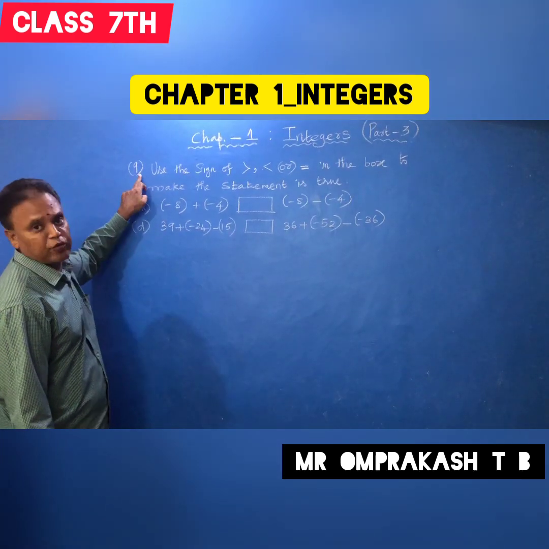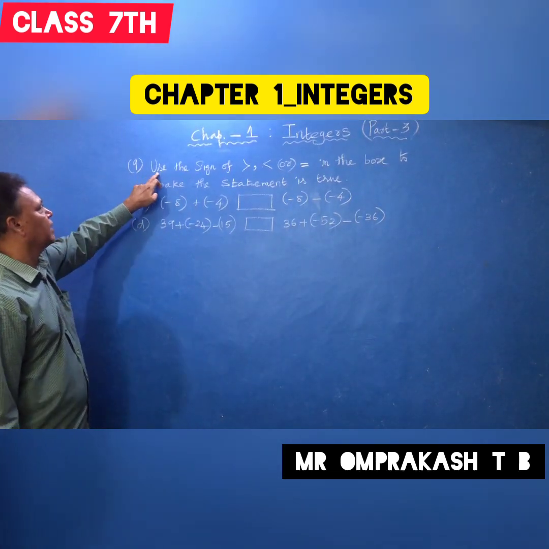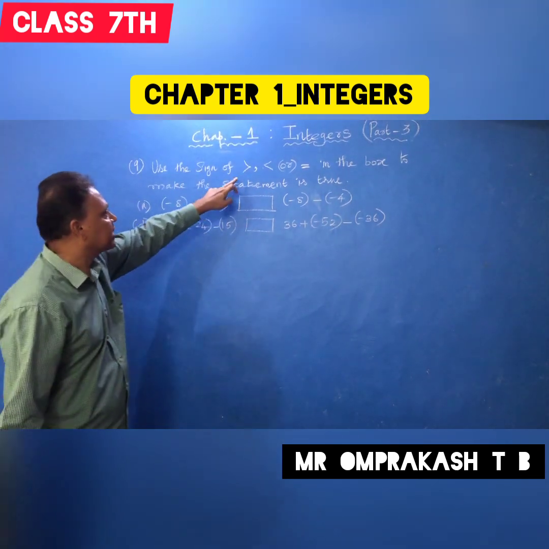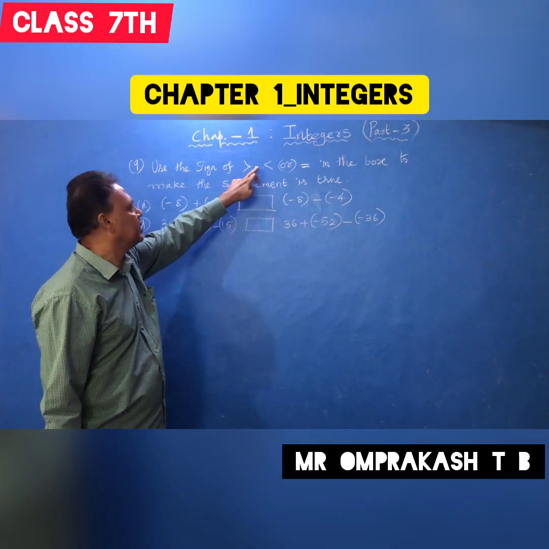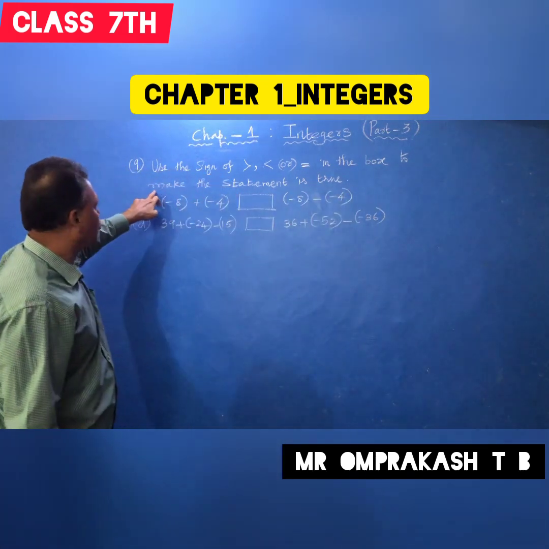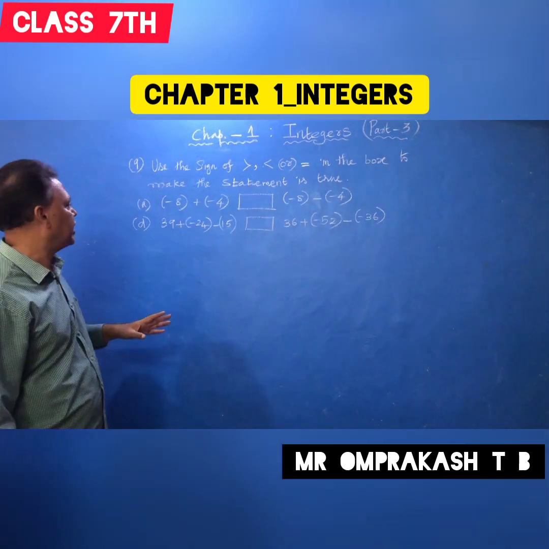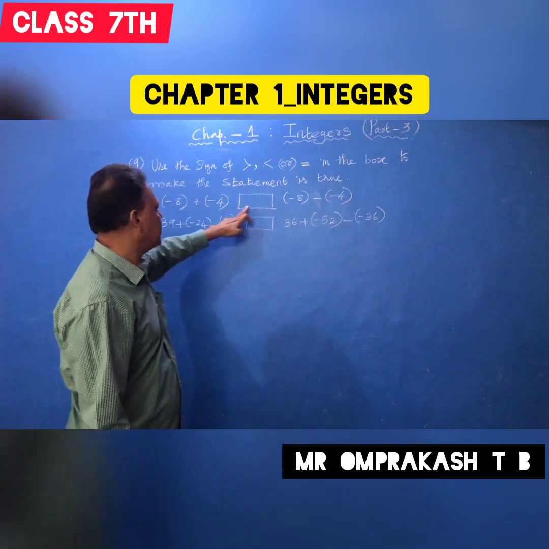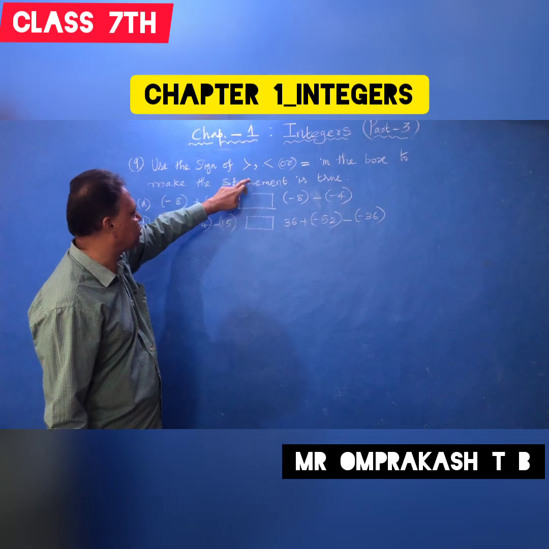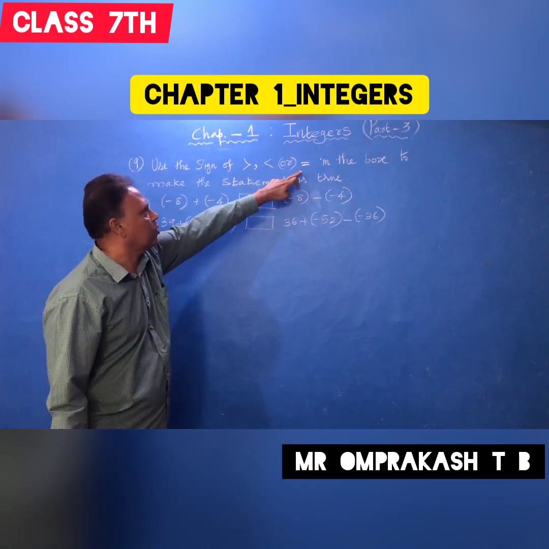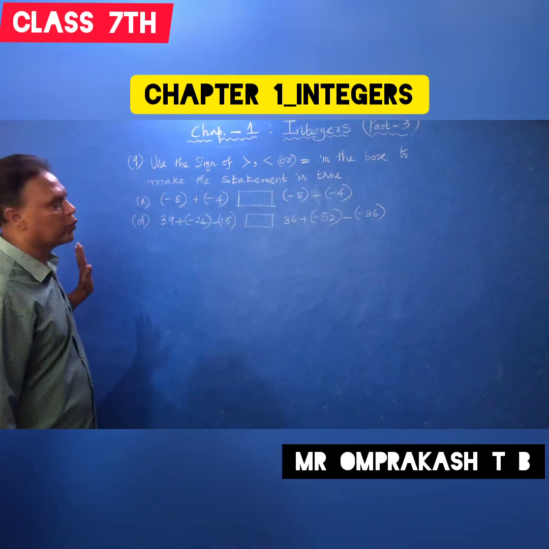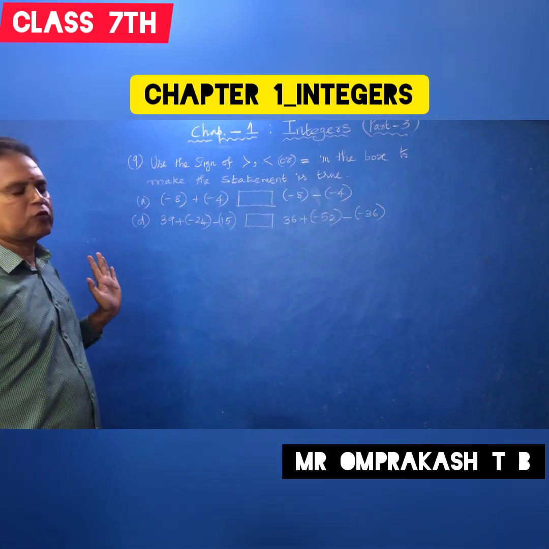Next problem we will see, the 9th problem. Okay. What is given? Use the sign of greater than, less than, or equal to symbol in the box to make the statement true. The statement is given, you see, a box is given. In that you have to fill in a symbol so that this statement will be true. So a suitable symbol you have to fill.